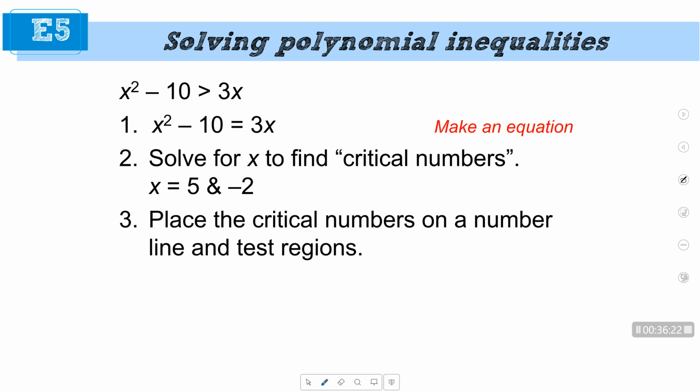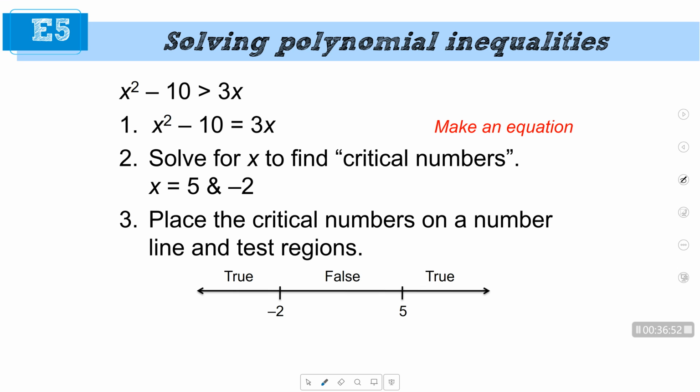Then you'll recall when you do this, you put those on a number line and you test regions. Please be sure that when you put them on a number line, you put them in the correct numerical order. With -2 and 5, that's not a big deal, but when you get some ugly fractions in there, make sure the smallest number is to the left and the biggest number is to the right. Is this starting to come back to you? Yes or no? Yeah, okay, good.